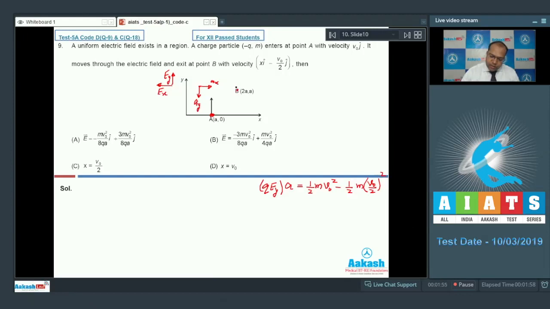At the exit point, the direction of vertical velocity is in this sense, and let x I have taken positive, x direction velocity is in this sense. So if I solve this, the value of Ey comes out to be 3m v naught square divided by 8qa. So we have found the value of Ey. Now we have to find out the value of Ex and the final velocity in x direction.